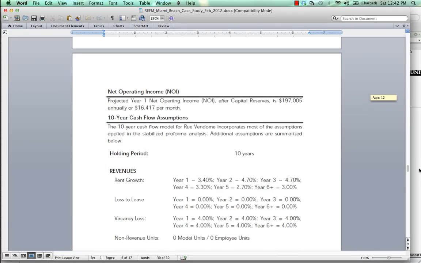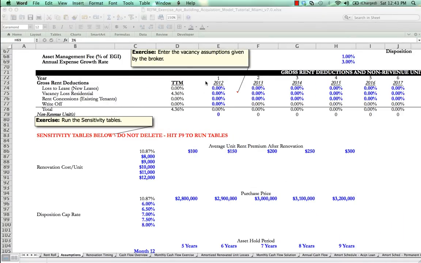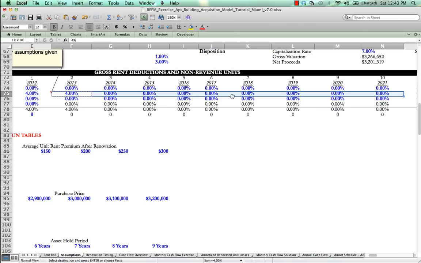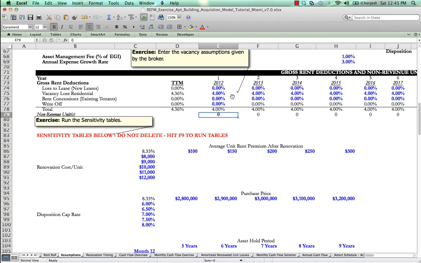Okay, so here I am on page 12 of the offering memo, and these are the assumptions. The broker used vacancy loss, and they use 4% for every year of projection. Okay, so what I'm going to do here is I'm just going to put in for vacancy loss residential 4% across the board through year 10. Okay, and that's done. We don't currently have any non-revenue units, so we can leave that at 0. If we want to put in write-offs, we can do that as well.